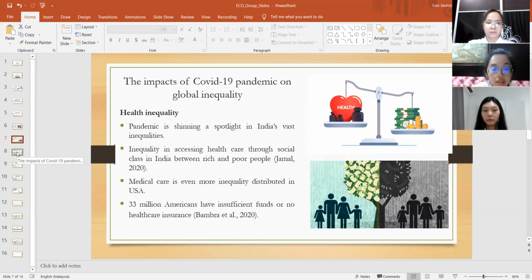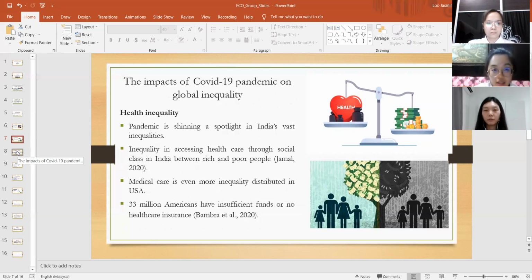Besides that, medical care is even more unequally distributed in the United States, where around 33 million Americans from the most disadvantaged and marginalized groups have insufficient or no healthcare insurance. This concludes that there is inequality in accessing healthcare through social class in both developing and developed countries during the pandemic.